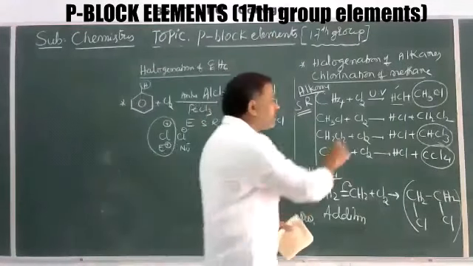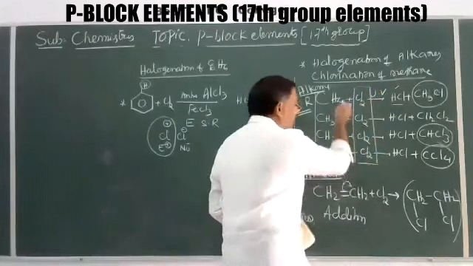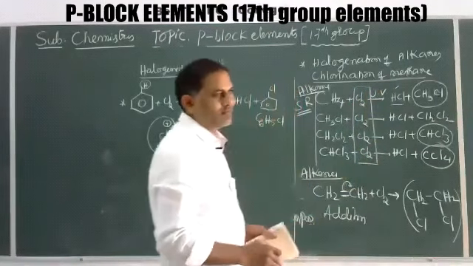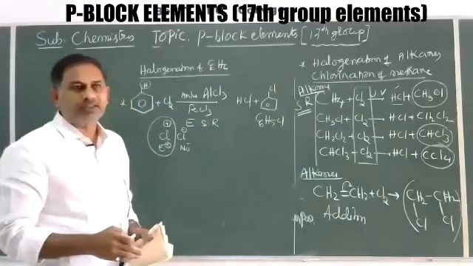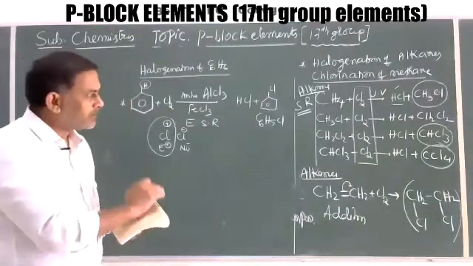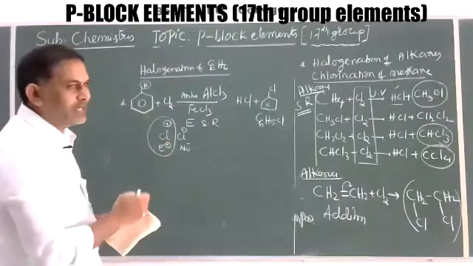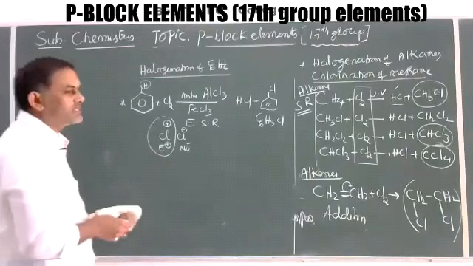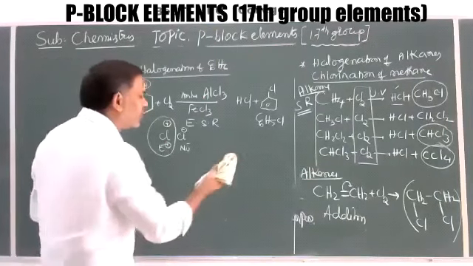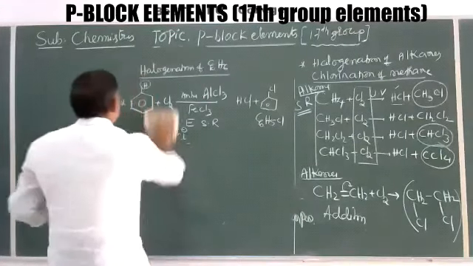So in inorganic, in 17th group elements, halogens are there, like chlorine, and chlorine properties. Chlorine reacts with metals, non-metals, and compounds containing hydrogen as well as hydrocarbons, saturated and unsaturated compounds, alkanes and alkenes. Some more important reactions we'll discuss after this.